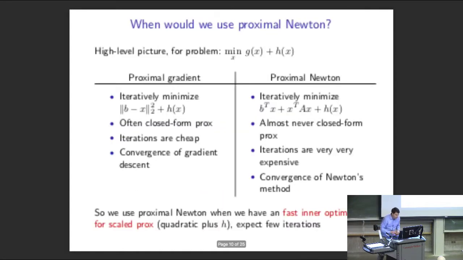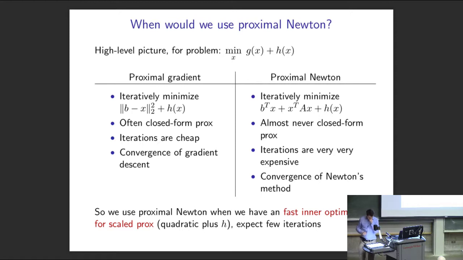Actually, before going on, let me say how this is done in practice. We aren't going to cover it, but the cases where proximal Newton works well, the things that I've typically seen, are when you can solve this inner problem relatively efficiently, even though you can't solve it in closed form.